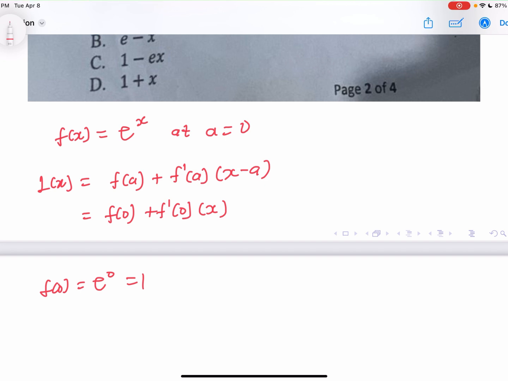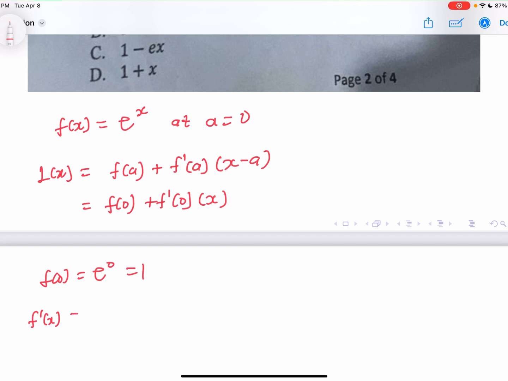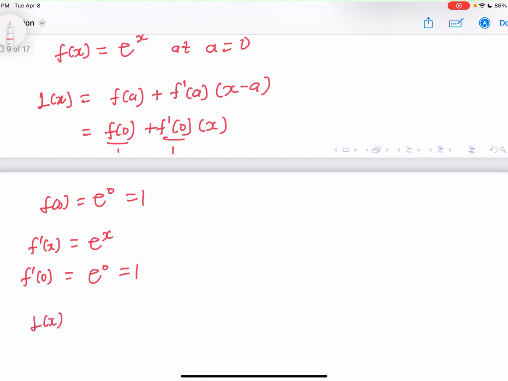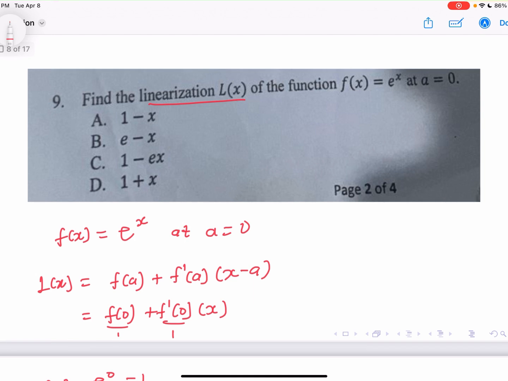Now let's differentiate f. So f prime of x will be giving us, when you differentiate e^x, you still have the same function e^x. So here's going to be e^x. Then evaluate f prime at 0. So we're going to have that one to be 1. So we have this guy as 1, and this is also 1. So our linearization L of x will be giving us 1 plus 1 multiplying x. That's 1 plus x. So this is our linearization. So let's compare our answer to the options given above. So that's option D.